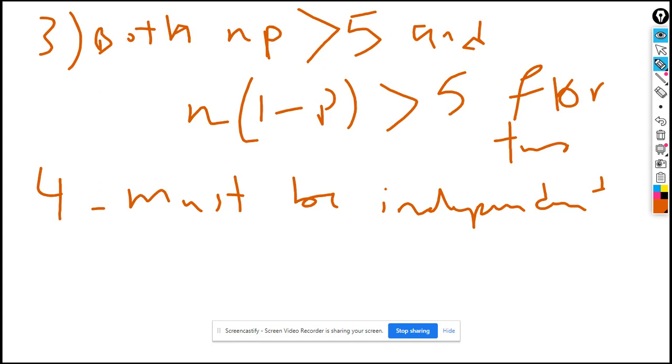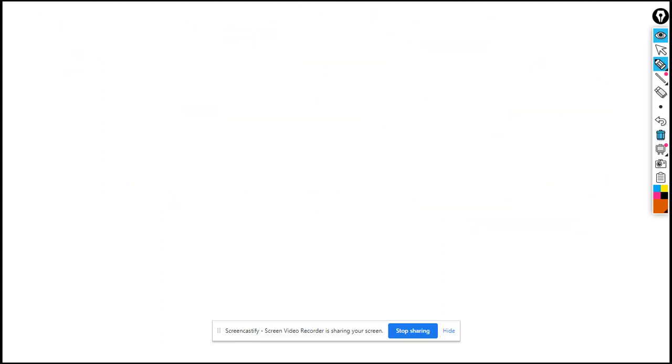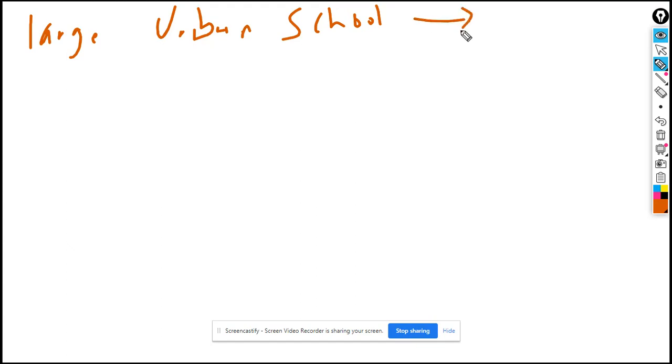Do we have an example? Yes. First example, I'm going to write only the key words: large urban school. Why did I pick this one? Because that's one of the indicators, which is simple random. I'm checking all the conditions.